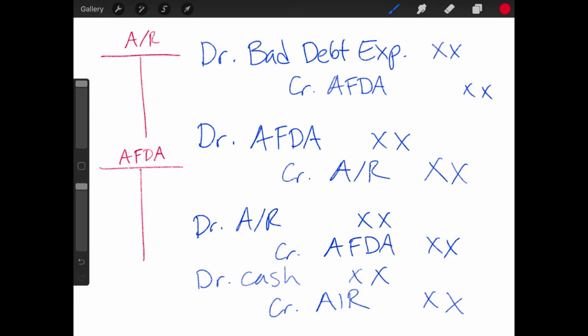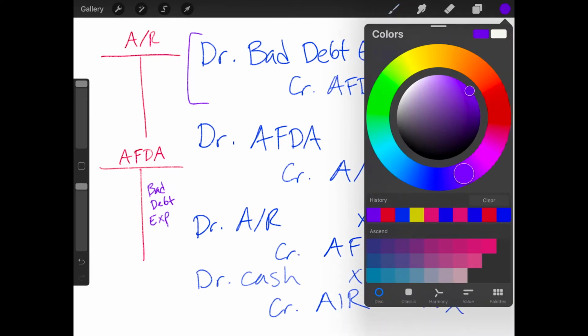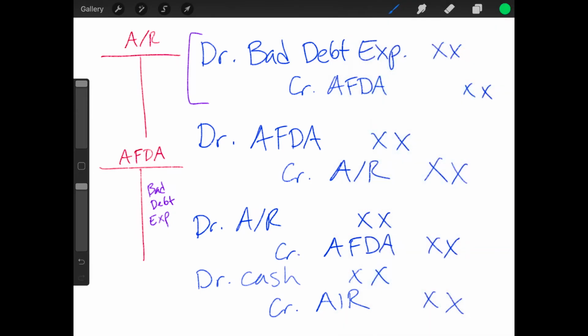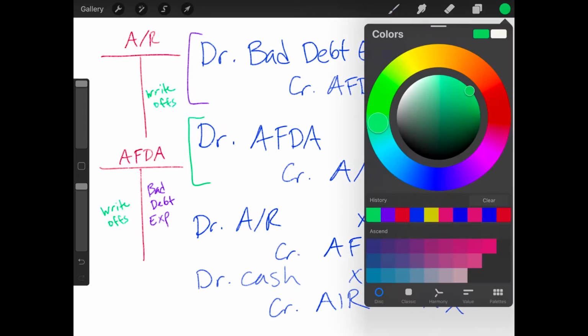Remember, accounts receivable is an asset account, and your AFDA account is the contra account to that AR. Looking at this first journal entry, when we debit for bad debt expense, that results in a credit in our AFDA account, so bad debt expense will increase your AFDA account. And then when we look at our write-off, we have a debit to AFDA. This debit goes into the left side of our AFDA account, but it also decreases our accounts receivable with a credit.